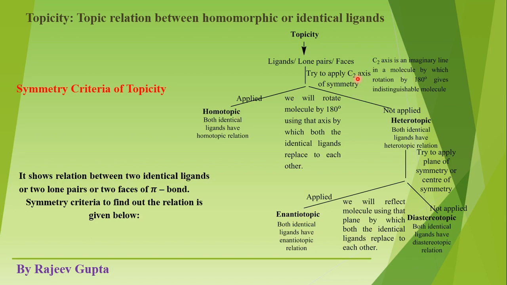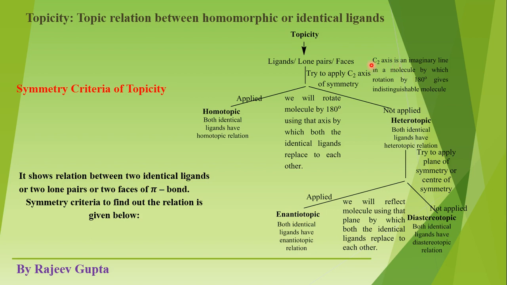Okay. So what is C2 axis of symmetry? We know that the C2 axis is an imaginary line or an axis in a molecule by which we apply a rotation operation by 180-degree angle, and with this rotation by 180 degrees about that specific axis we get an indistinguishable molecule or indistinguishable configuration of that molecule, or we can say an equivalent configuration of that molecule. So we say that if we get this type of equivalent molecule, C2 axis of symmetry is applied in that molecule.